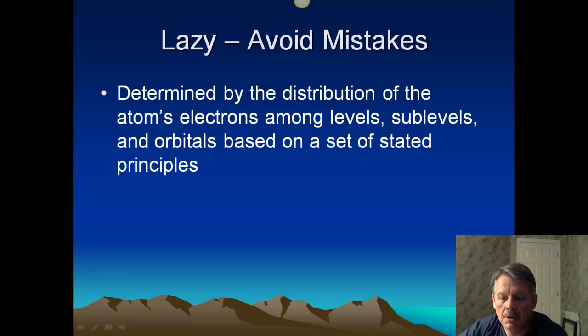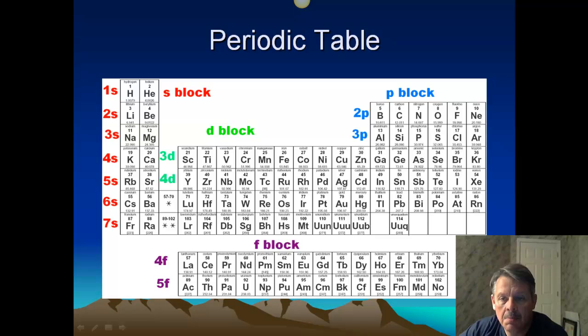Bottom line is, again, remember that the electron configuration is determined by the distribution of the atom's electrons among levels, sublevels, and orbitals based upon a set of stated principles. You should be able to take your periodic table and label these as 1s, 2s, 3s, 2p, 3p, 4d, all of those kinds of things. You should be able to recognize that. If you can't do it, take out a periodic table right now, write this stuff down, and make sure that you can do that. If you don't understand it, please come see me in class. This is critical.